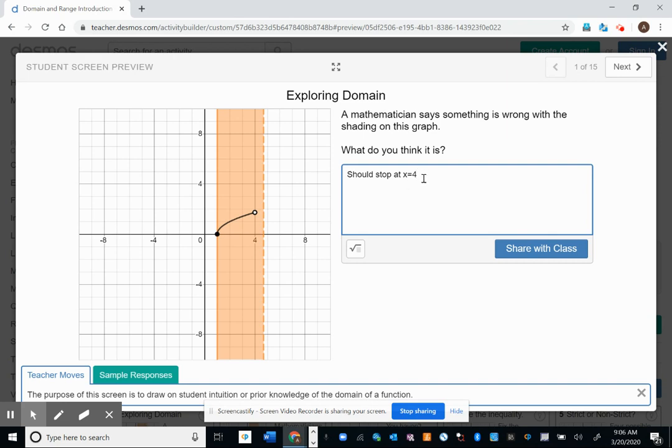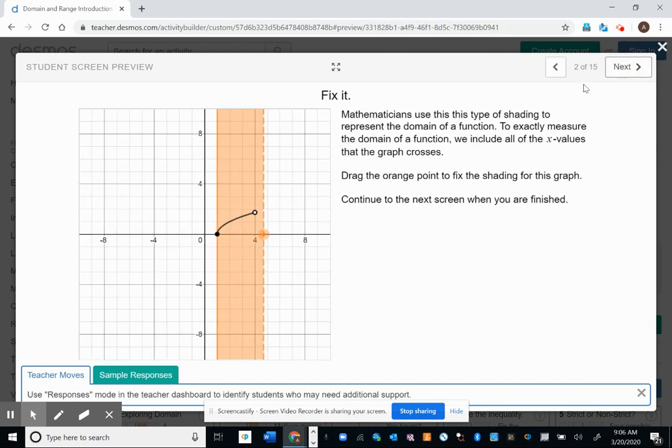Each time you submit an answer, you have an option to share with the class. You can either do that or you can simply keep it to yourself. Here, this orange circle, I can drag it and match it up. So now the only part of the graph that's shaded is the part of the graph where the function exists.